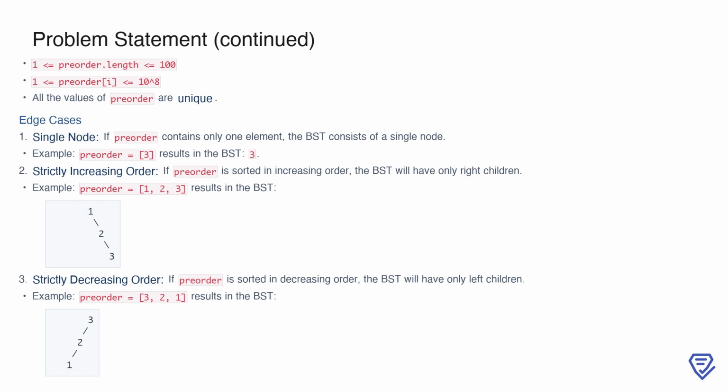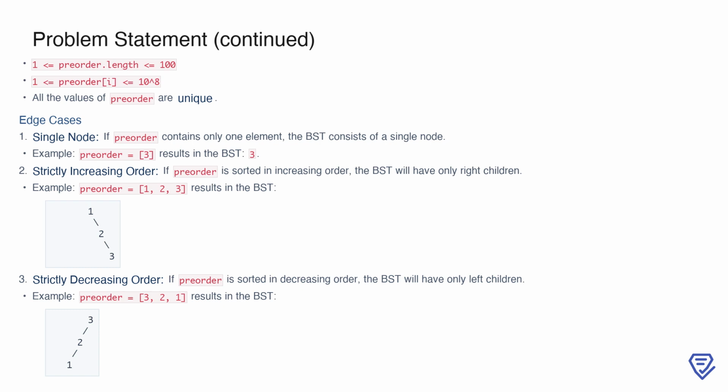If the input is sorted in strictly increasing order, the BST will have only right children, forming a linear structure. Similarly, if the input is sorted in strictly decreasing order, the BST will have only left children, also forming a linear structure. These edge cases highlight the importance of understanding how the order of values in the input affects the structure of the BST.